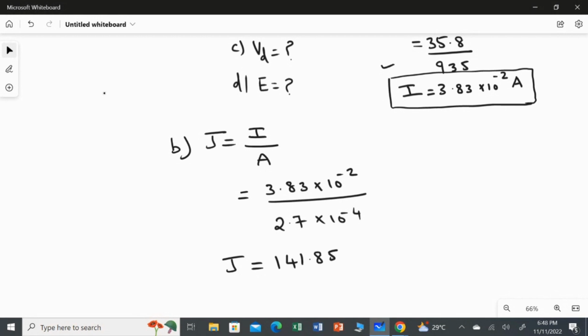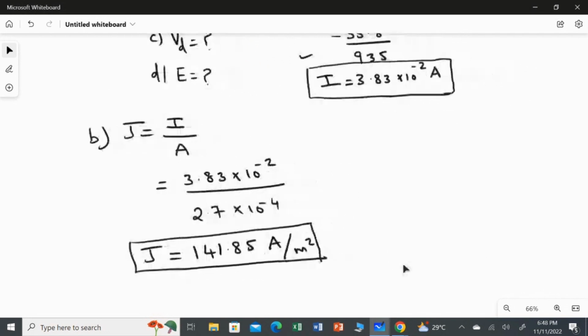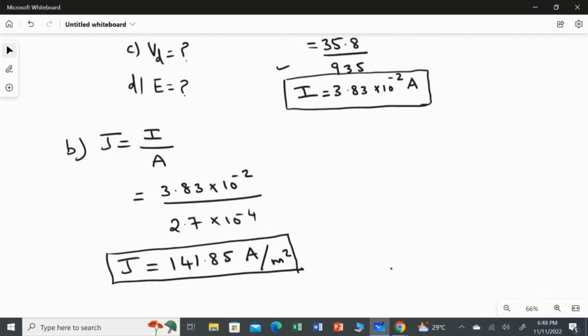141.85. And what's the unit? The unit for the current is ampere, and the unit for the area is meter square. So ampere over meter square is the unit for the current density. So this is the answer for the second question. Clear? And third question, we are going to find the drift speed.